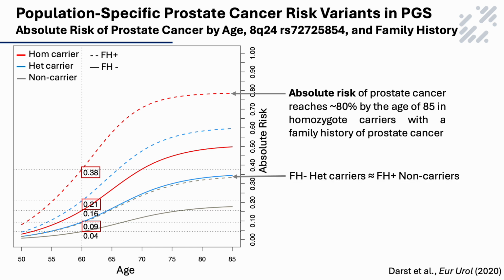And I also just want to point out that the absolute risk of prostate cancer is about the same in family history negative men who carry one copy of the allele as it is in family history positive men who carry no copies of the allele, which is really just suggesting that this variant alone conveys about the same amount of risk as having family history of prostate cancer, and that looking at these two pieces of information together, family history status and carrier status for this rs727 variant, is really equally important to do.